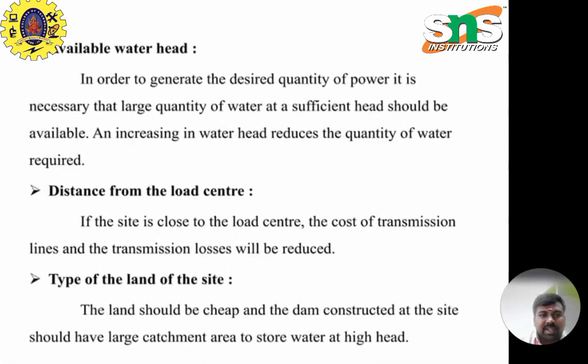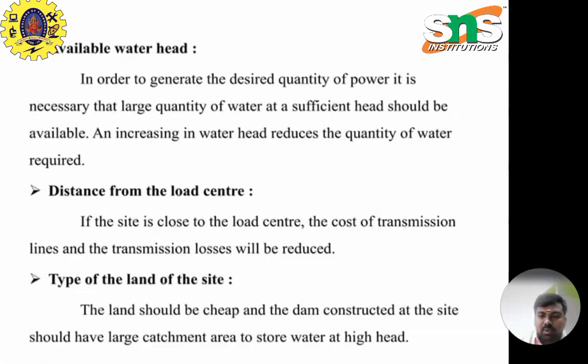Then the available water head. In order to generate the desired quantity of power, it is necessary that a large quantity of water at a sufficient head should be available. And an increase in water head reduces the quantity of water required.